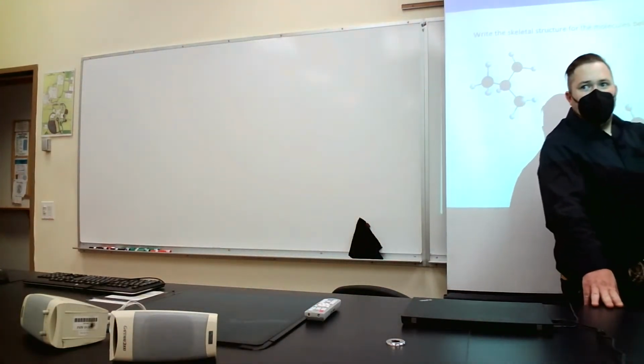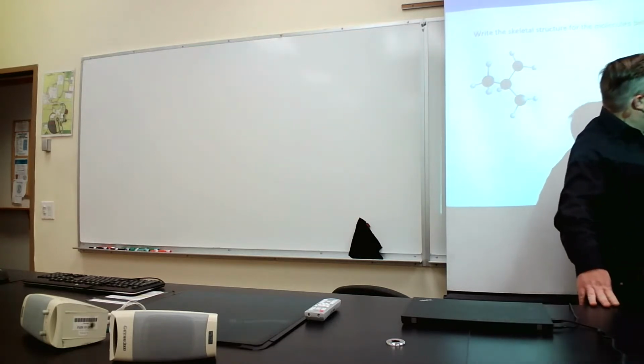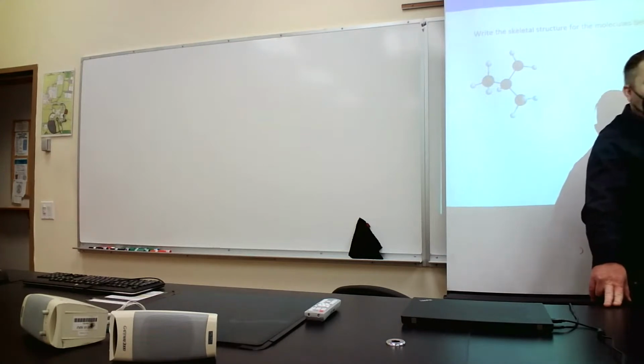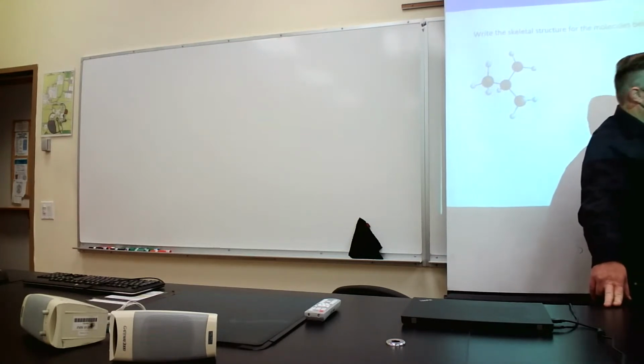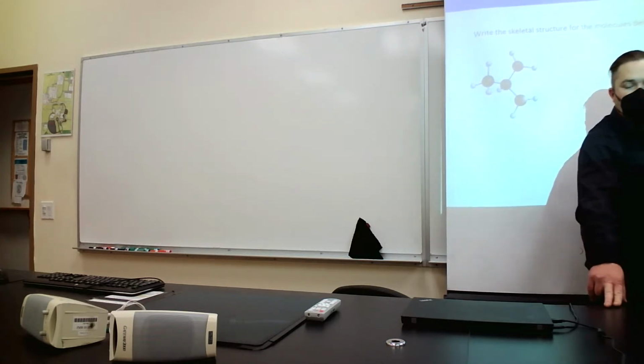What is this one? 2-methylpentane. Yeah, 1, 2, 3 versus 1, 2, 3, 4, 5. So pent is longest. So pentane is our parent molecule with 1 carbon hanging off of it. So that's a methyl group. So it's going to be methylpentane. And then we specify where that methyl group is.